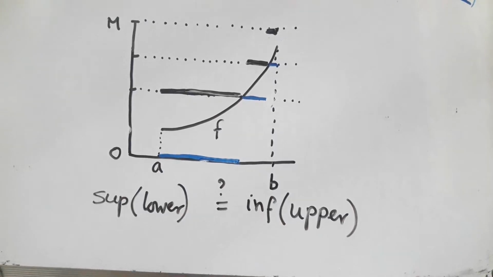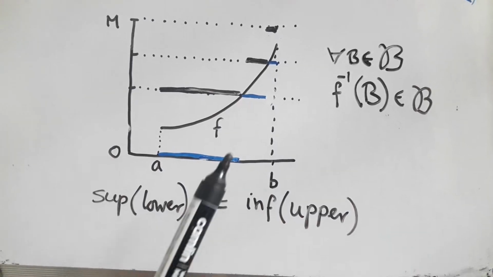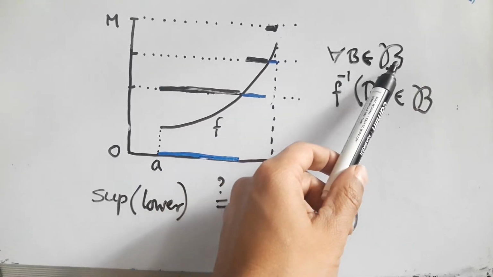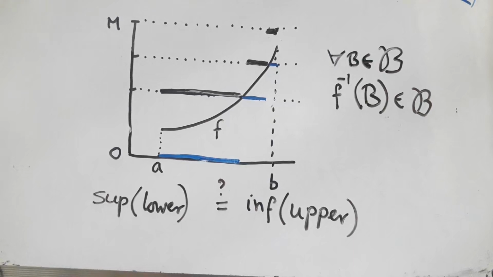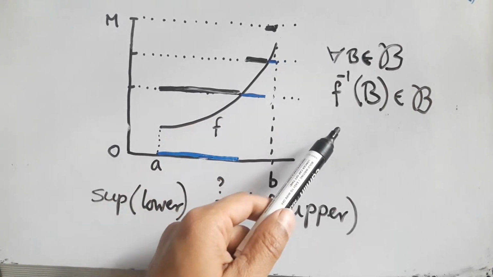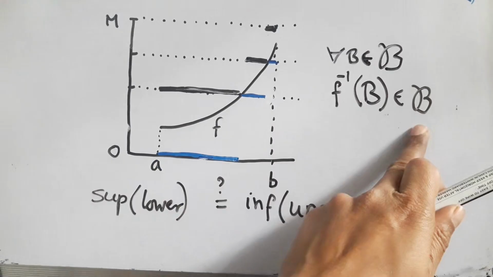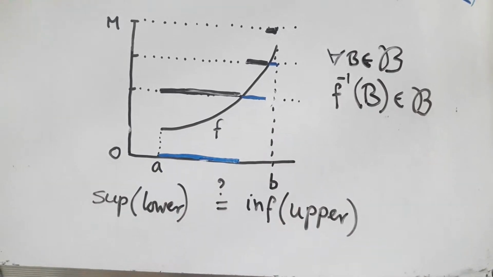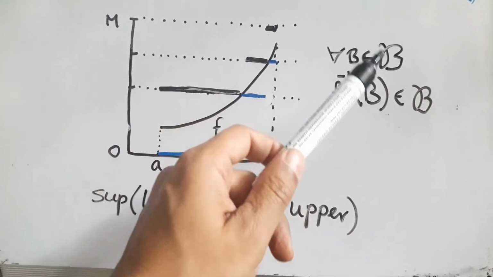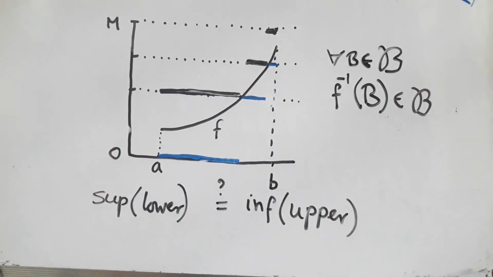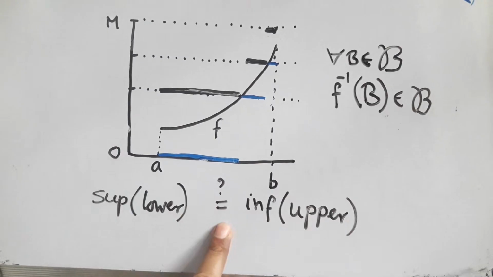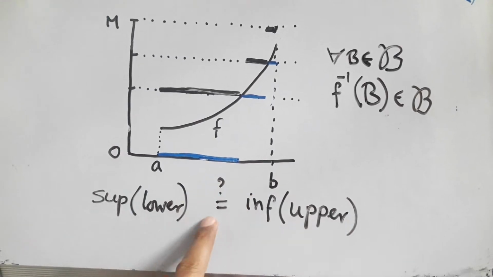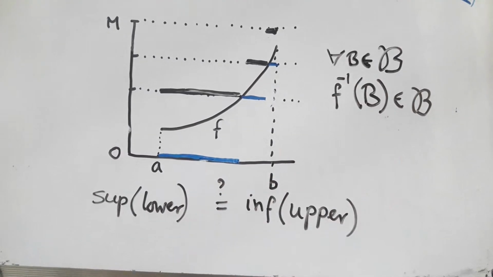So the condition is whatever B you take in script B, you remember our script B, all the things for which we can define length, take its pre-image. The pre-image is also something for which we can define length. So if a set is measurable, its pre-image is also measurable. If your f satisfies this condition, then you will have equality here. Conversely, if you have equality, this must be satisfied.